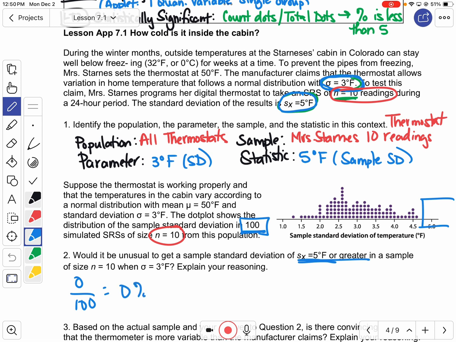0, which would be 0%. Is that less than 5%? Yes, so the answer to this question is yes. Okay, so 0 was how many were greater than 5. 100 was how many readings we took. Okay, it's less than 5%, so it's a yes. Okay, question about those two. All right, I want to look at a couple of my examples, and then we're going to be done.